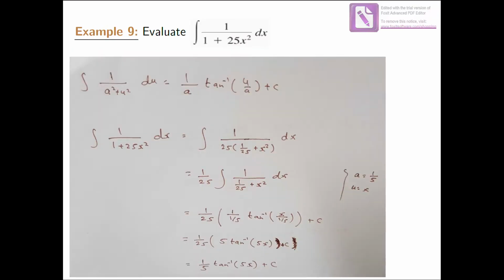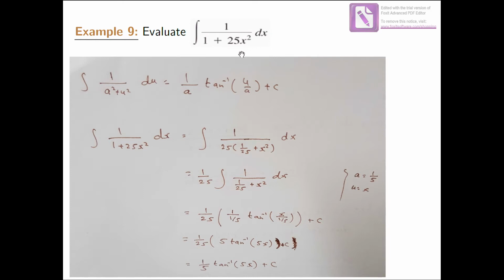Then we have the integral of 1 over 1 plus 25x squared dx. Again for this one, if you choose for example 1 plus 25x squared as u, then once you find du, it will be 50x dx. You have here dx, but you don't have 50x, so you cannot find the integration.